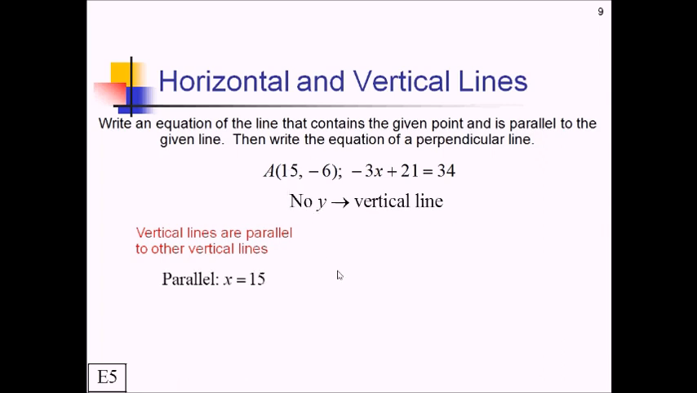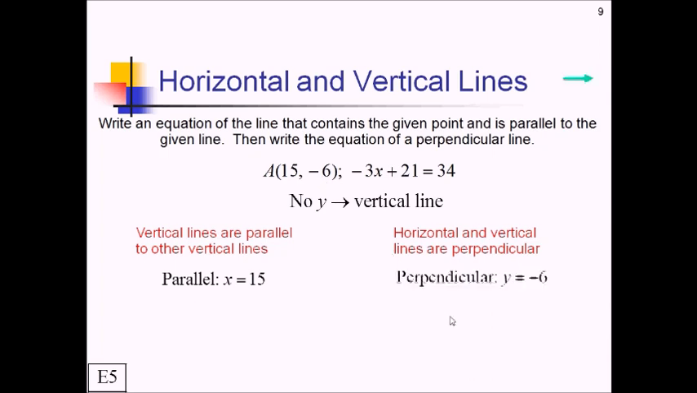And then if we want a perpendicular line, well, what kind of line is perpendicular to a vertical line? Why, a horizontal line. So we need a horizontal line that goes through this point. So that's going to be a line that has y equals a number. It's going to have to be y equals -6, because that's the y value of the point.